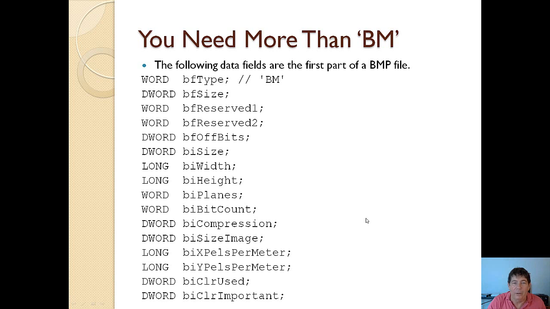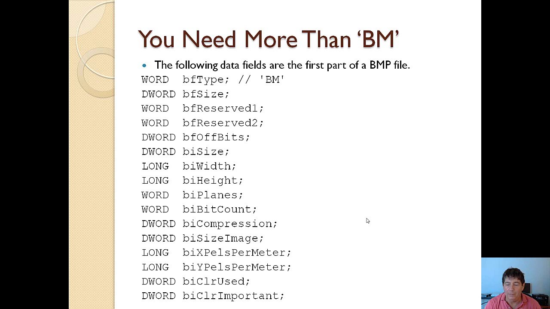The first field you can see is the type, which is BM. And then after that, the size, reserve 1, reserve 2, and offset bits. But I normally am not going to use those to try to determine if this is a valid BMP file. Normally I'll use the width and height and planes and bit count. Those four together will give you an idea if it's actually a valid BMP file, or at least it will give you a good guess.